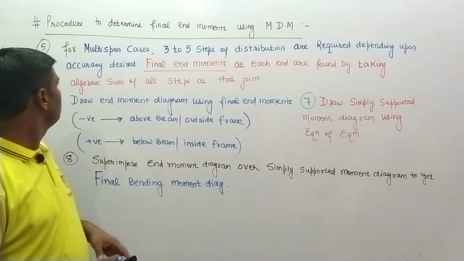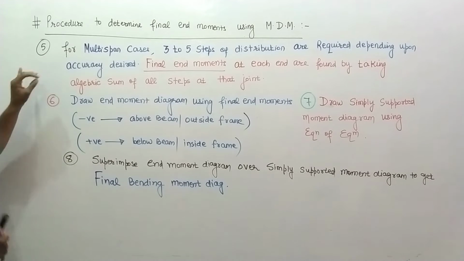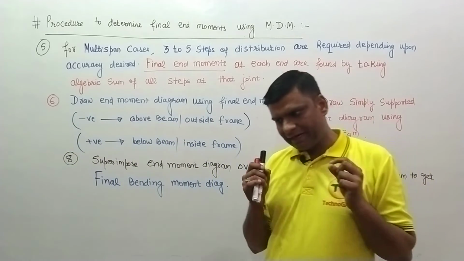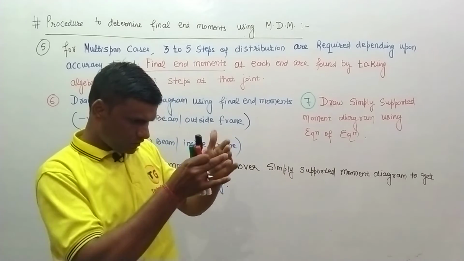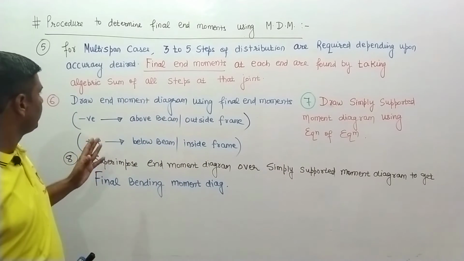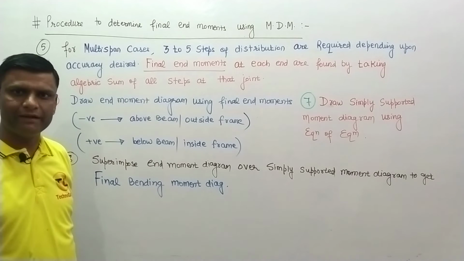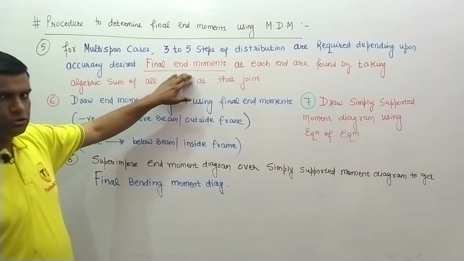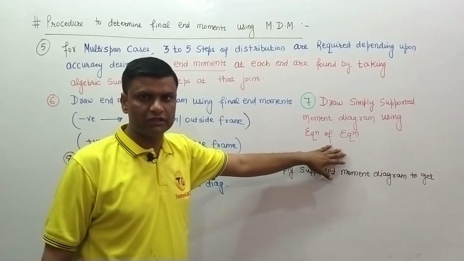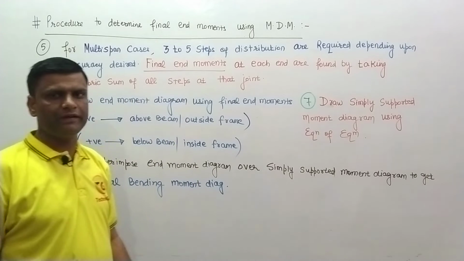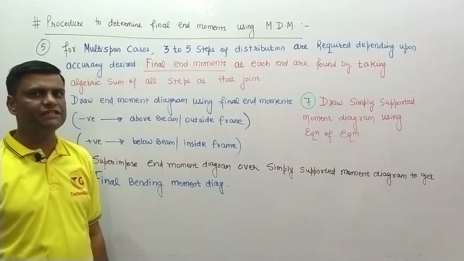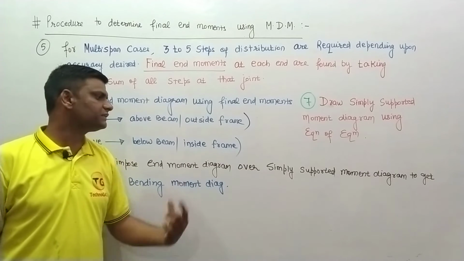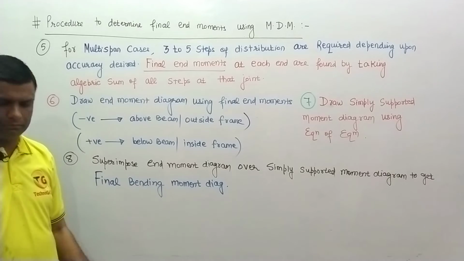Now, if I am concluding the steps, initially we have to calculate the fixed end moments, then distribution factors, then balancing moment, then that balancing moment will be carried over to the different members meeting at a joint. Then for multi-span cases we have to repeat all the steps 3 to 5 times. We have to draw the end moment diagram using the final end moments. We also have to draw the simply supported moment diagram using the equations of equilibrium, so summation Fx equals 0, summation Fy equals 0 and summation Mz equals 0. Superimpose the end moment diagram with the simply supported moment diagram to get the final bending moment diagram.